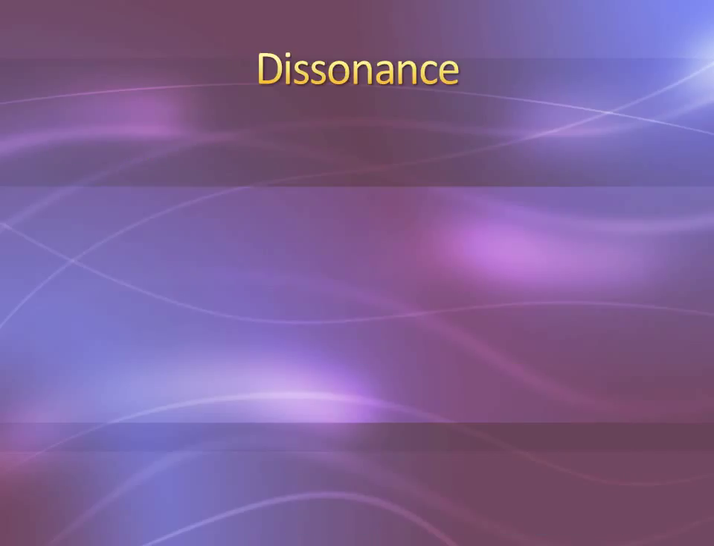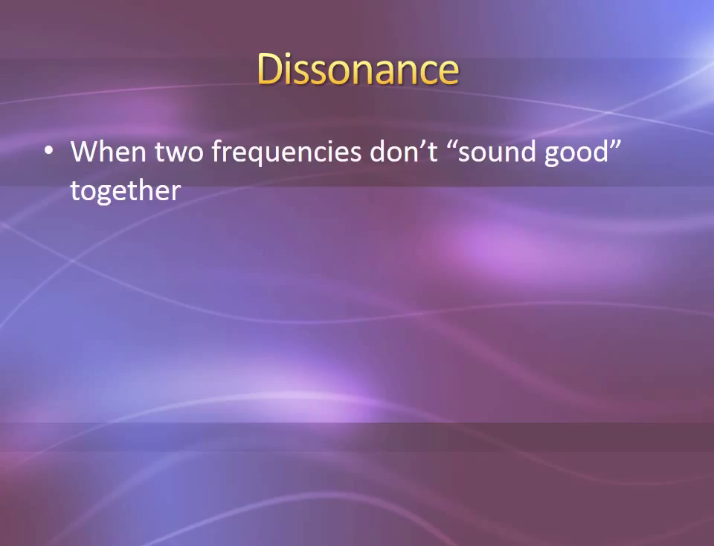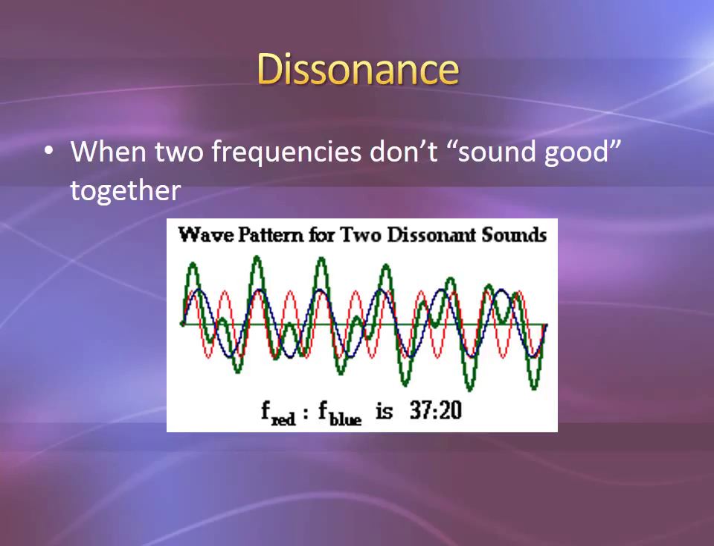So what about those frequencies that don't sound good together? Well, that's called dissonance. Here, if you pick two random frequencies that don't have any very simple reduced ratio, here it's 37 to 20, you'll see that this wave pattern doesn't really create anything that's periodic and repeating. Now, eventually it would, but not in the time frame that our ears are going to hear it and have it mean anything to us.